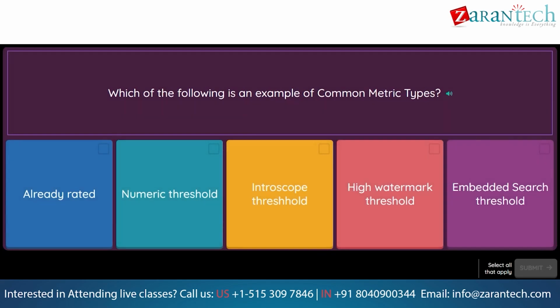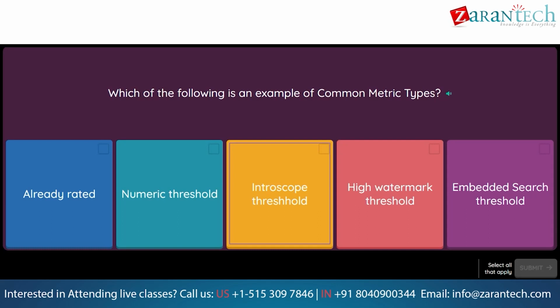Question: which of the following is an example of common metric types? Option 1: already rated. Option 2: numeric threshold. Option 3: introscope threshold. Option 4: high watermark threshold. Option 5: embedded search threshold.